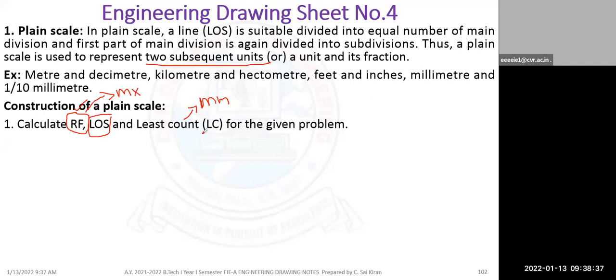So what is the least unit you can measure? If you have created a meter and decimeter scale, then decimeter is the least count. If you have created kilometer and hectometer, then hectometer is the least count in that scale. If you have created feet and inches, inches is the least count. Least possible measuring unit is the least count. If you see millimeter and 1/10th millimeter, then 1/10th millimeter is the least count of that problem. So like this you have to calculate the RF value, the LOS value, and you have to know the least count of that problem.